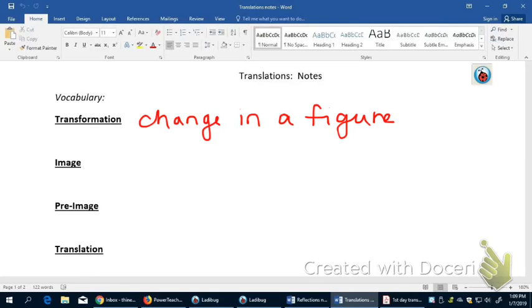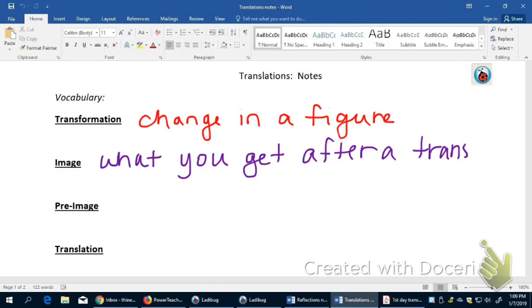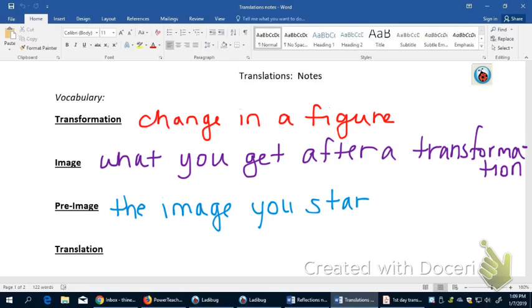The image is what you get after you do the transformation. So the pre-image is the image you start with. With the pre-image, it'll usually say like ABC, and the image usually has the A prime and the B prime and the C prime. Just in case you need to see those words and remember which is which.